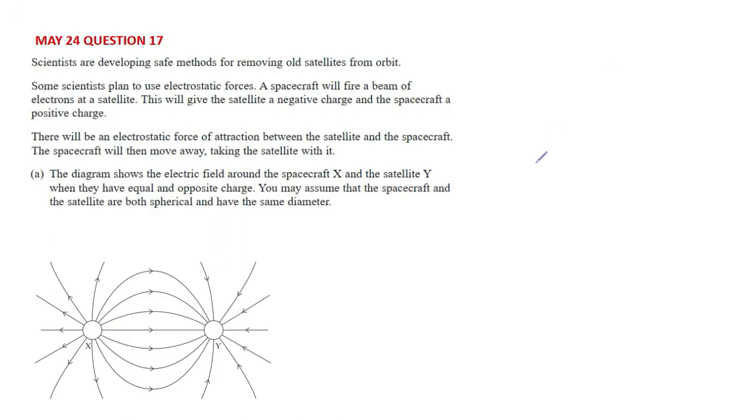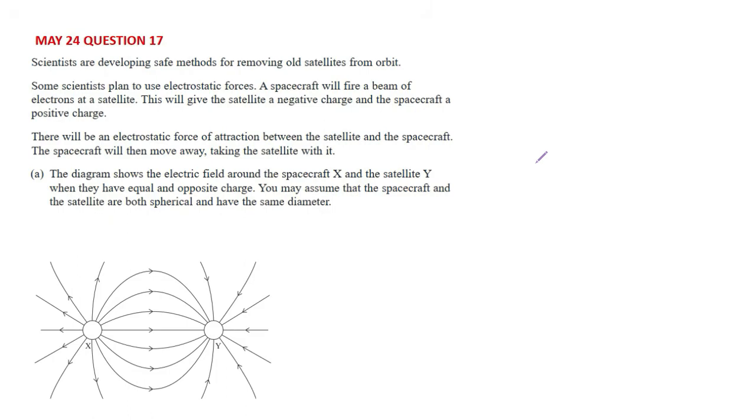So for the next question, we'll be looking at May 24, question 17. Scientists are developing safe methods for removing old satellites from orbits. Some scientists plan to use electrostatic force. A spacecraft will fire a beam of electrons at a satellite. This will give the satellite a negative charge and the spacecraft a positive charge. There will be an electrostatic force of attraction between the satellite and the spacecraft. The spacecraft will then move away, taking the satellite with it.